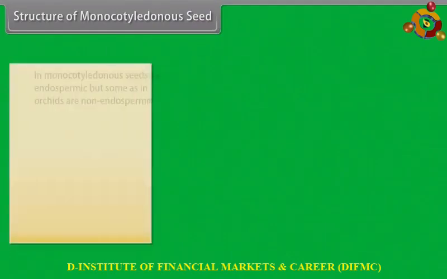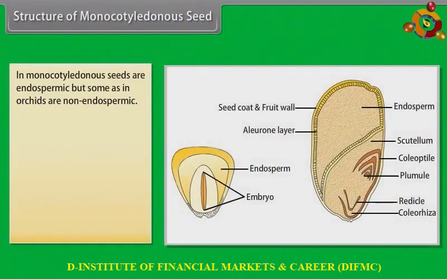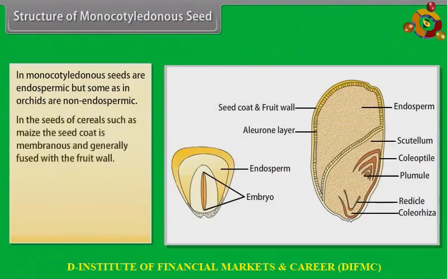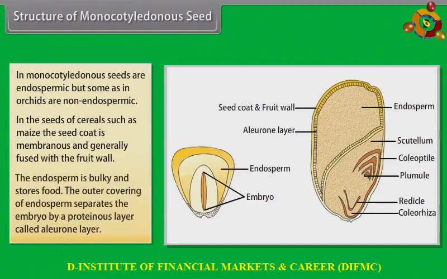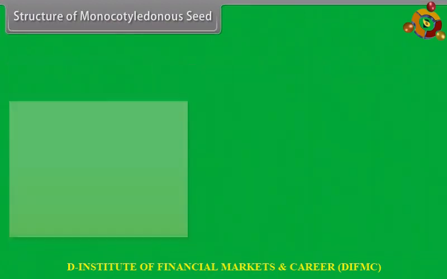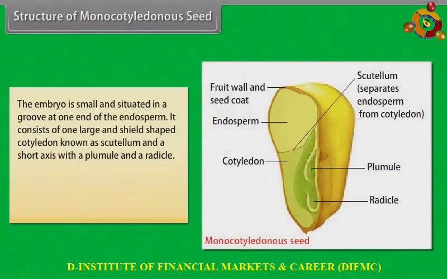Structure of monocotyledonous seed. Monocotyledonous seeds are endospermic, but some, as in orchids, are non-endospermic. In the seeds of cereals such as maize, the seed coat is membranous and generally fused with the fruit wall. The endosperm is bulky and stores food. The outer covering of endosperm separates the embryo by a proteinous layer called aleurone layer. The embryo is small and situated in a groove at one end of the endosperm.